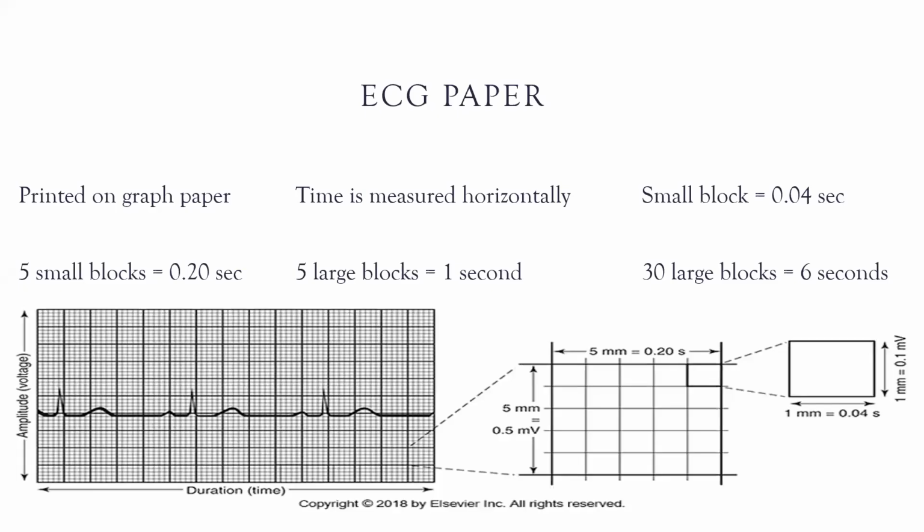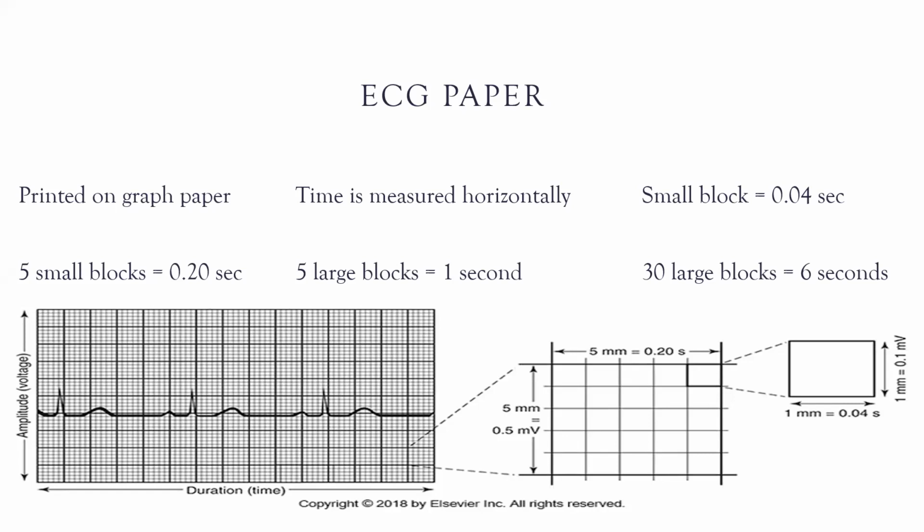So let's talk about this just as a review. Remember, we have ECG or EKG paper. ECG, EKG all means the same thing. It's an electrocardiograph. It is on graph paper. It is read horizontally from left to right. Those tiny, tiny boxes are 0.04 seconds. 5 small blocks would be 0.2 second, and 5 large blocks equals 1 second.